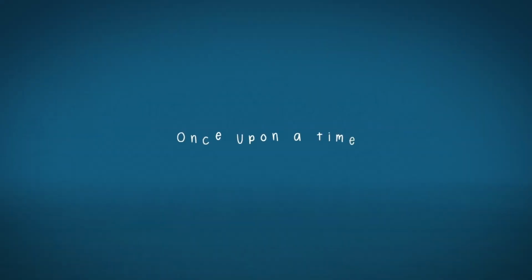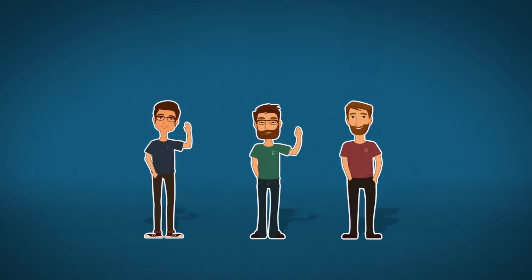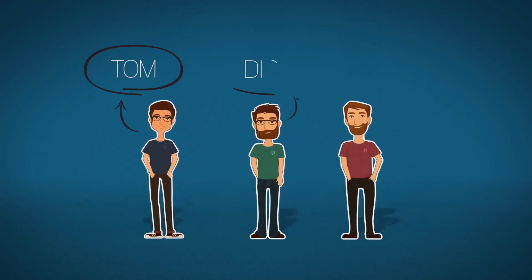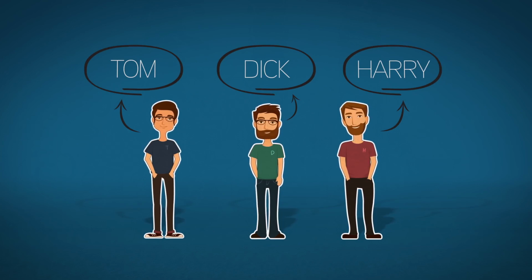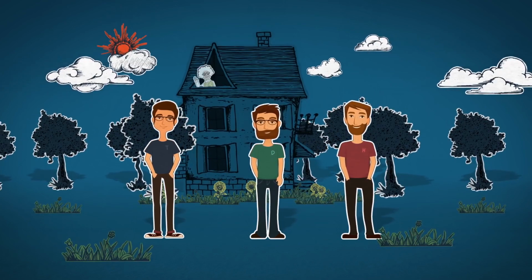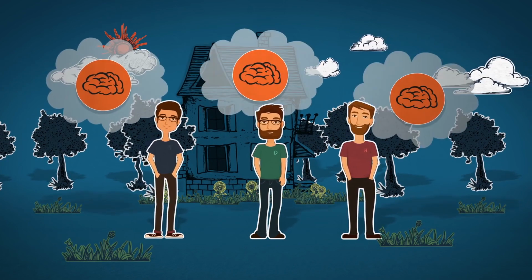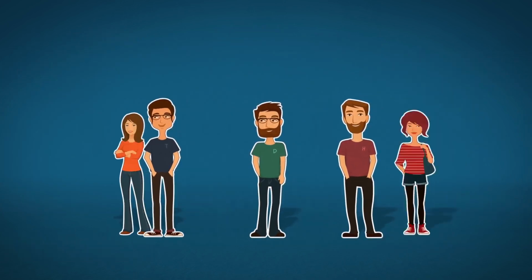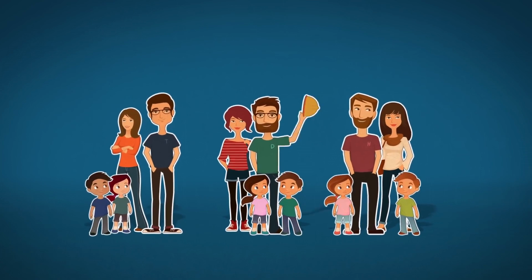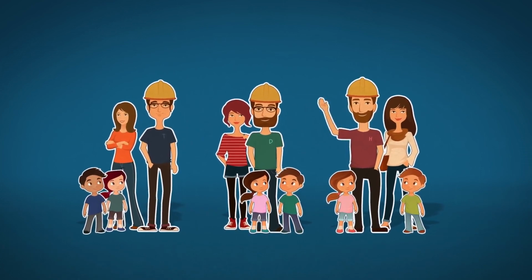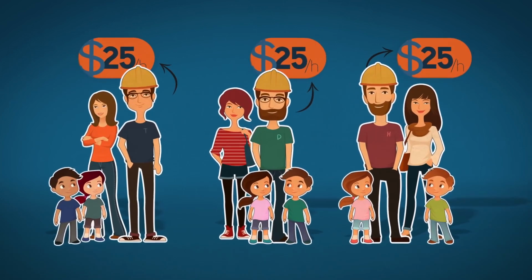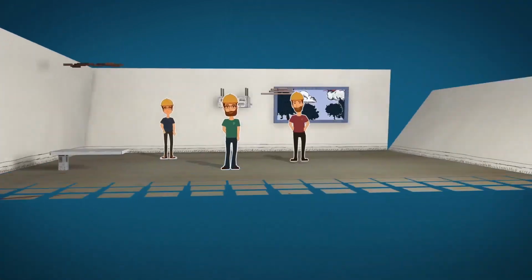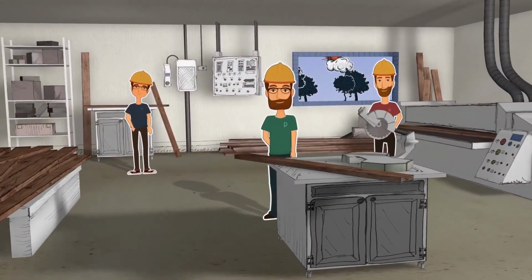Once upon a time, there were 3 brothers, triplets, named Tom, Dick, and Harry Class. They were raised in the same home with the same parents, had the same IQ, same skills, and same opportunities. Each was married and had 2 children. They were all carpenters making $25 per hour. While they were very similar in all these respects, they had different priorities.